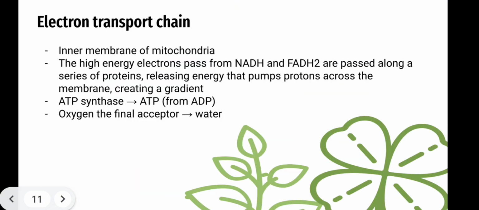Lastly is the electron transport chain, where most of the ATP is generated. This stage occurs in the inner membrane of the mitochondria. The high-energy electrons from NAD and FADH2 are passed along a series of proteins, releasing energy that pumps protons across the membrane, creating a gradient. This energy is used by ATP synthase to produce ATP from ADP. Oxygen acts as the final electron acceptor, combining with electrons and protons to form water.